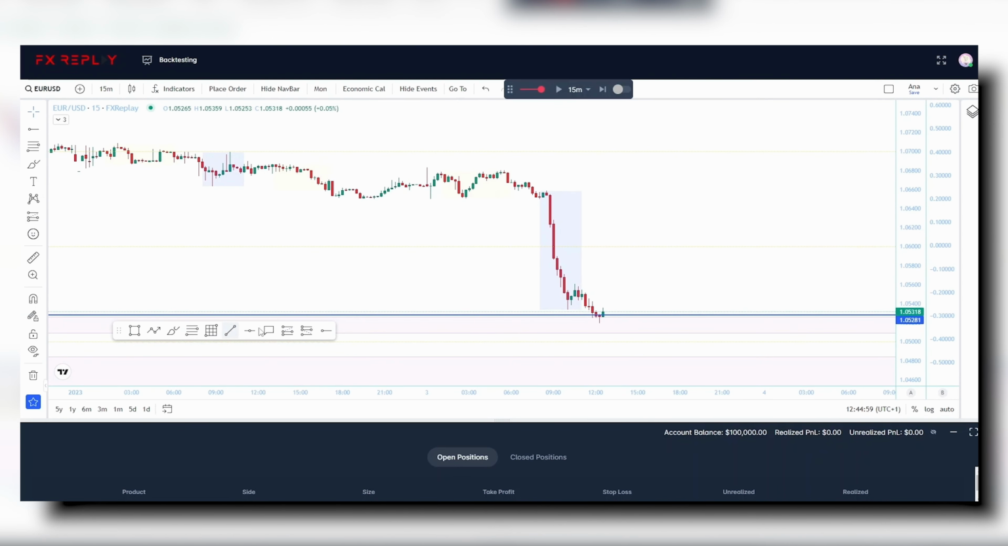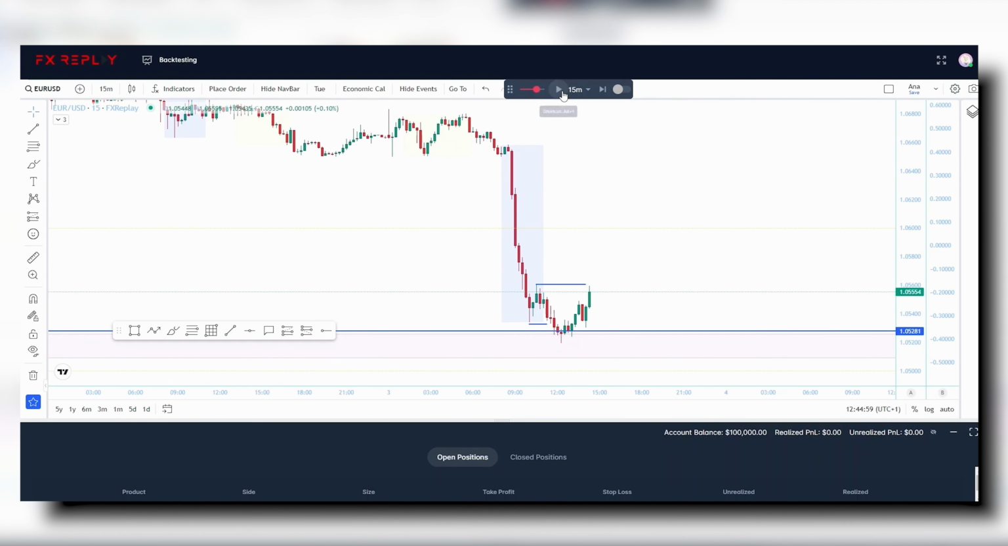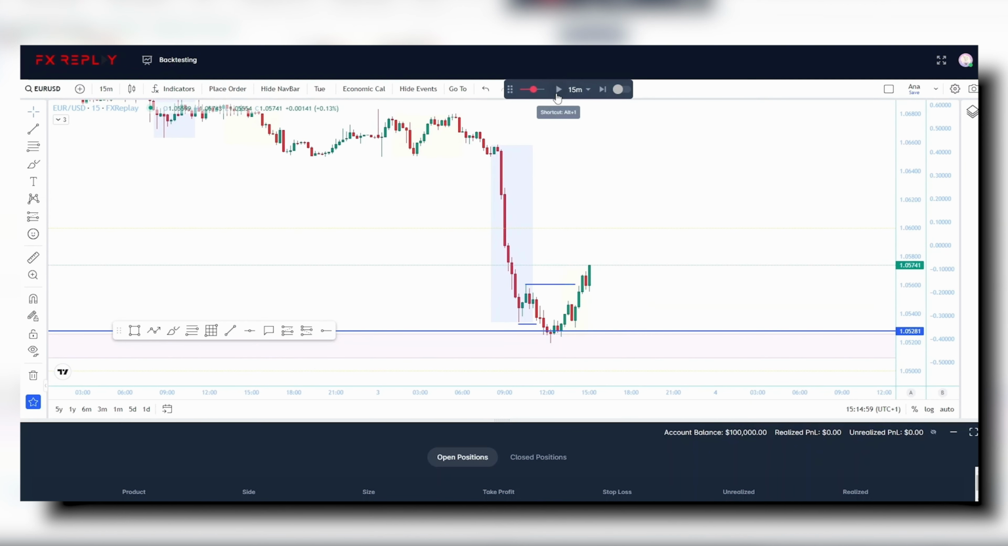Okay, so now we created a high that broke the low. Okay, we got a shift in market structure. So we know that the daily time frame is bullish. We came into discount, we tapped into a point of interest on a higher time frame, and now we have a 15-minute market structure shift.